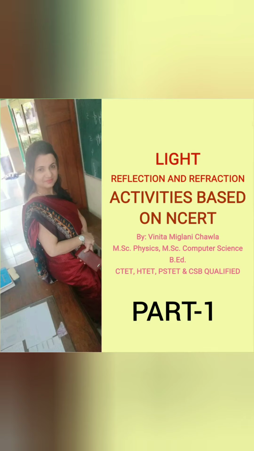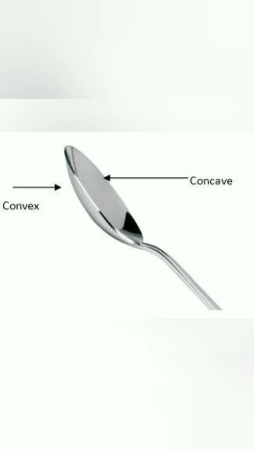Hello everyone. Today we are going to discuss the activities based on the chapter Light of Science class 10th. The first activity is based on the study of the image formed on the surface of a spoon. The surface of the spoon that is curved inwards acts as a concave mirror, while the surface that bulges outwards behaves as a convex mirror.